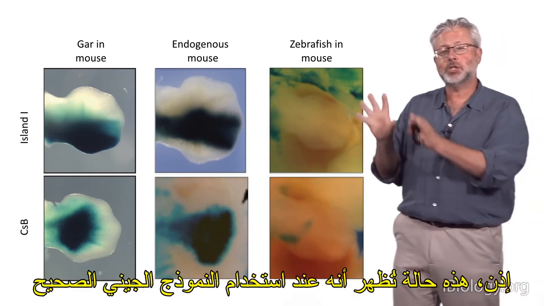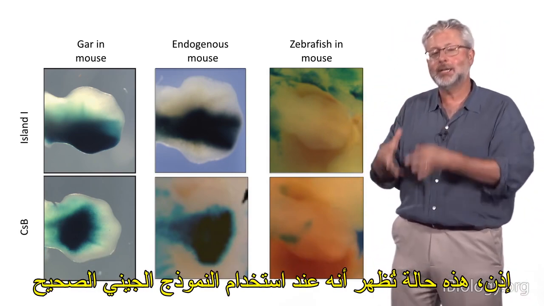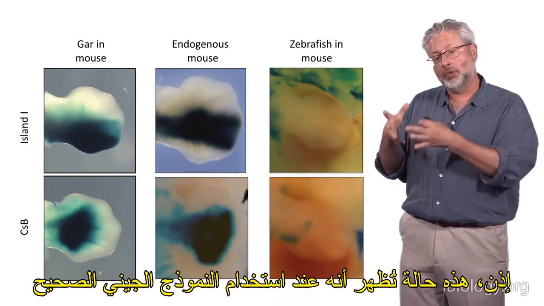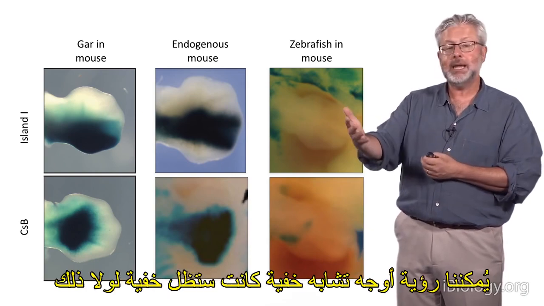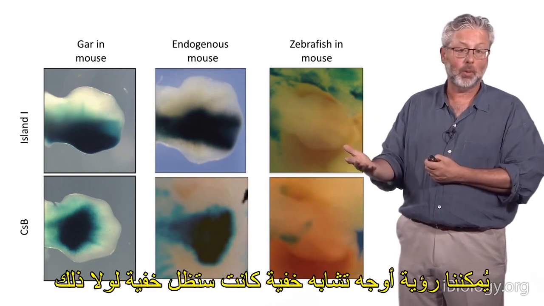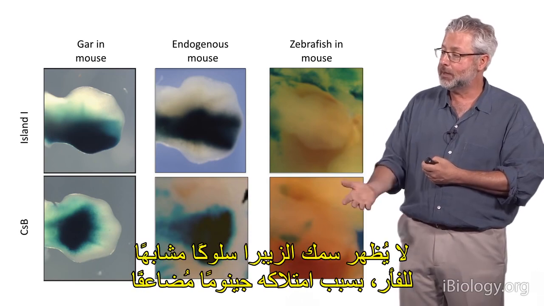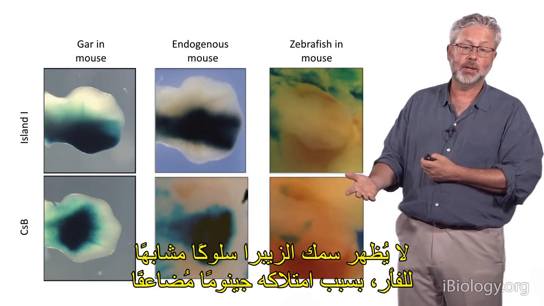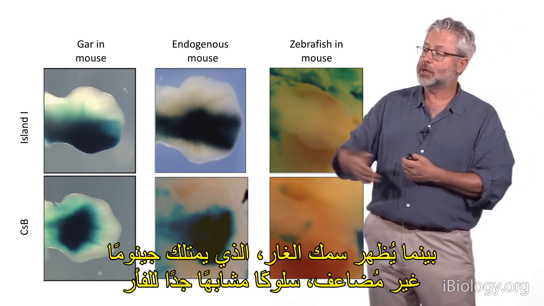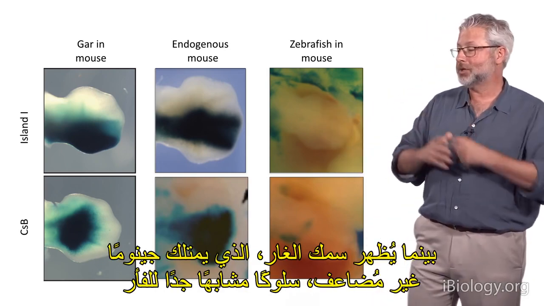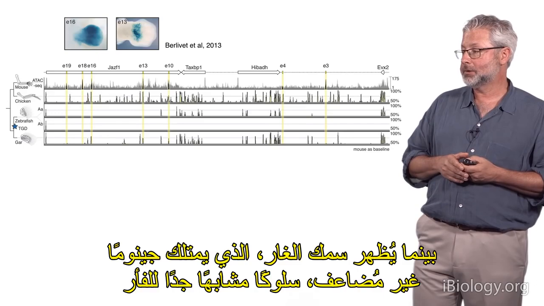So this is a case to show when you have the right genetic model, the right genomic model, you can see similarities that would be hidden to you otherwise. The zebrafish doesn't report easily in mouse, probably because it has that duplicated genome, whereas the GAR, which has the unduplicated genome, reports very much like a mouse. It behaves very much like a mouse.